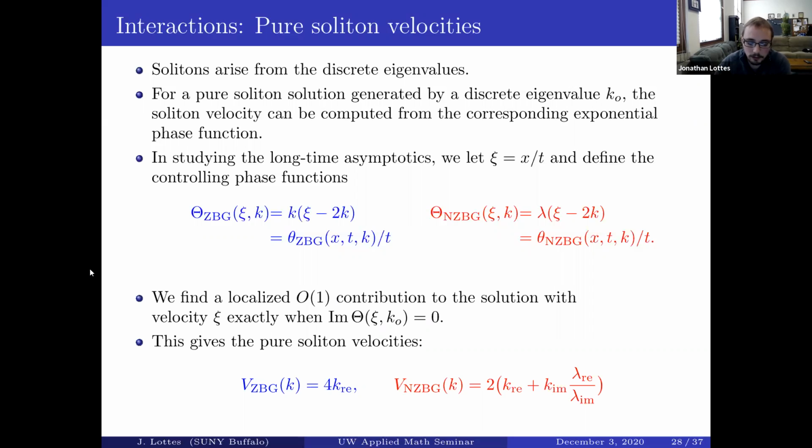For the zero background case, the velocity is just going to be 4 times the real part of the eigenvalue. And for the non-zero background case, it's twice the real part plus the imaginary part times real part of lambda divided by imaginary part of lambda.